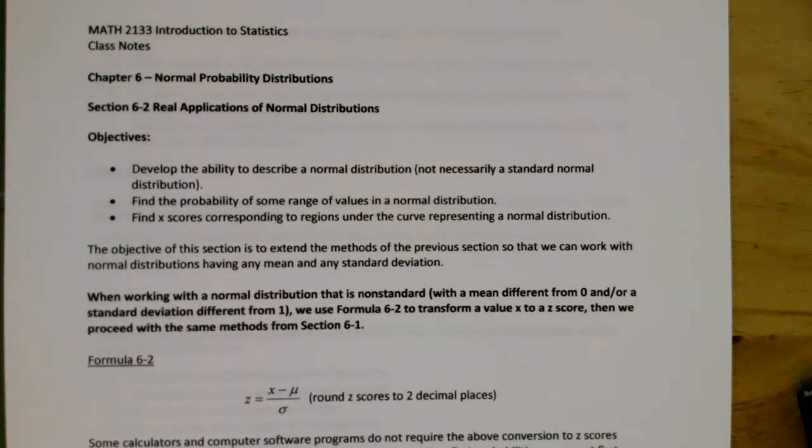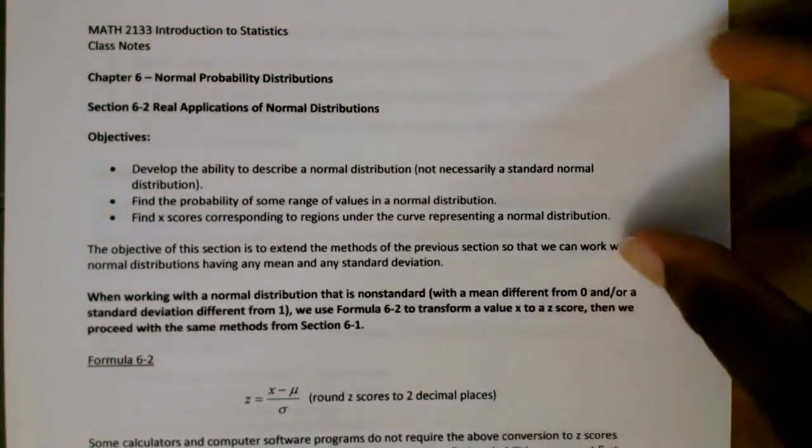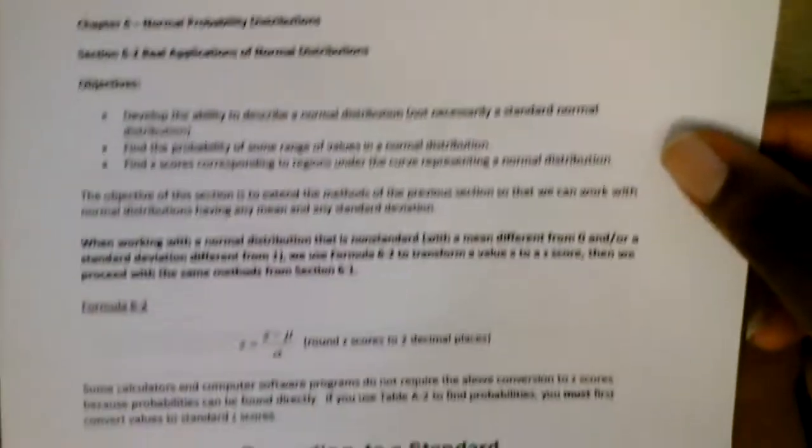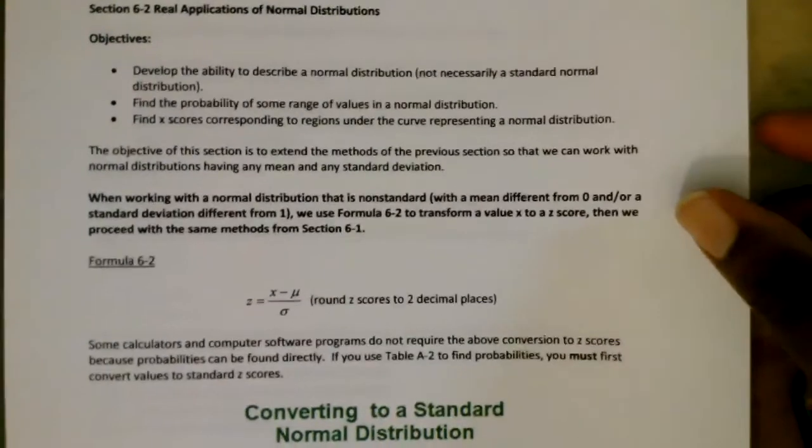Also, we'll find the probability of some range of values in a normal distribution and find x scores corresponding to regions under the curve representing a normal distribution. So in this case, when we're dealing with a normal distribution that is non-standard, that means the mean is different from 0 and the standard deviation is different from 1. Here we're going to have to convert that to a standard normal distribution by using the z-score formula.